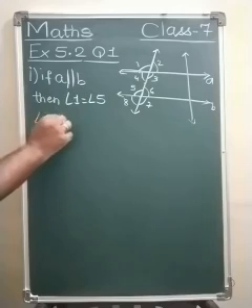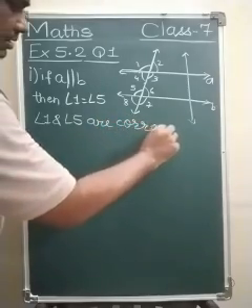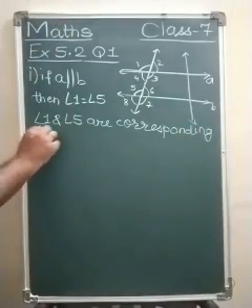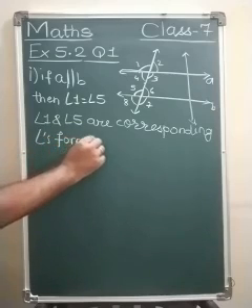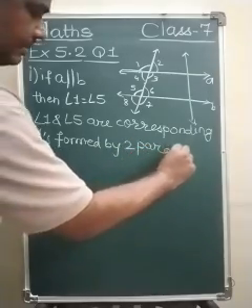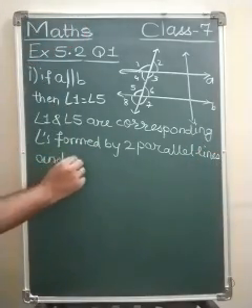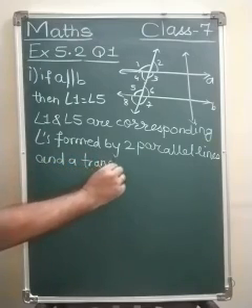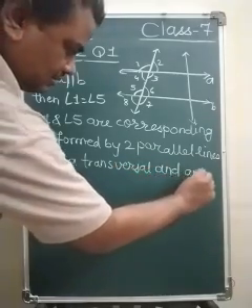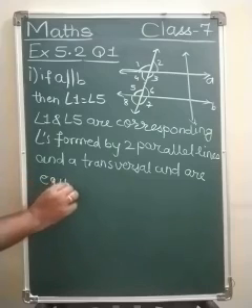Angle 1 and angle 5 are corresponding angles formed by 2 parallel lines and a transversal, and are equal in measure.